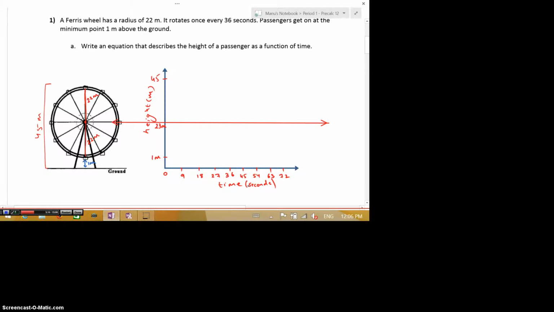And really those are the only key points that I need, because anytime you're working with a sinusoidal function, you're interested in the maximum, minimum, and the midline. 3 vertical values. And you're interested in every quarter of a cycle to see what the graph is doing.